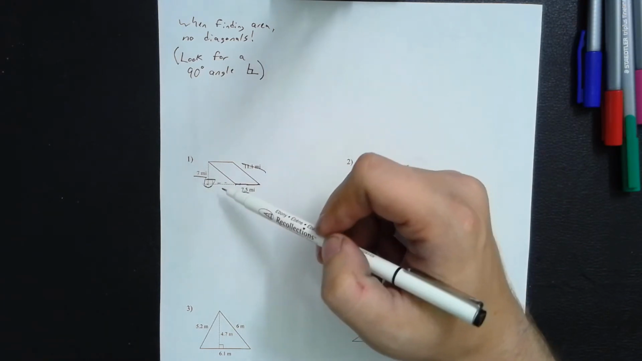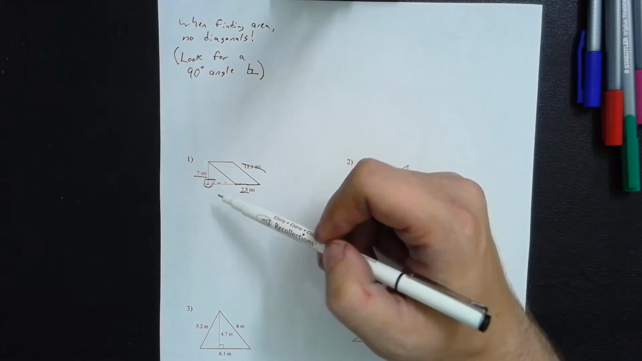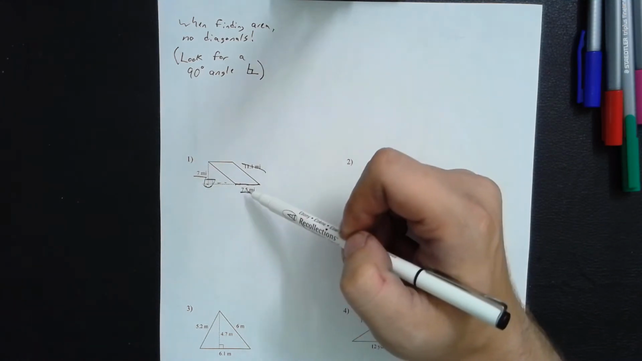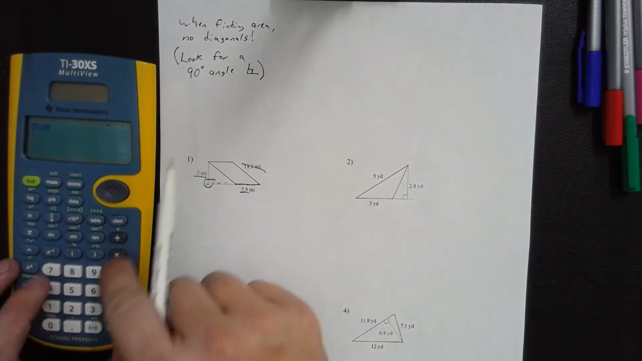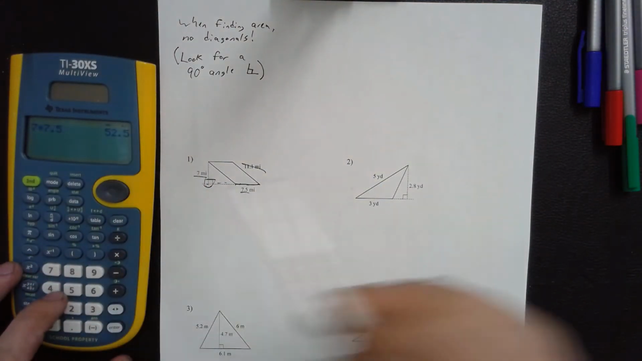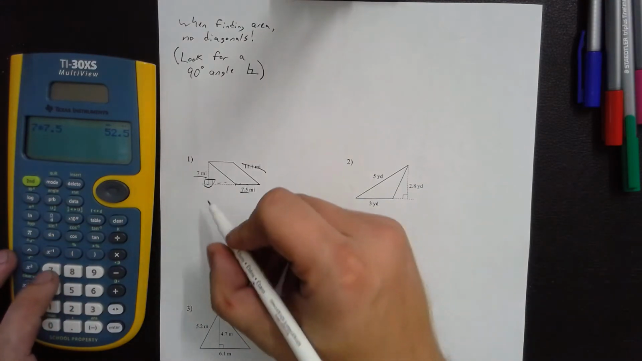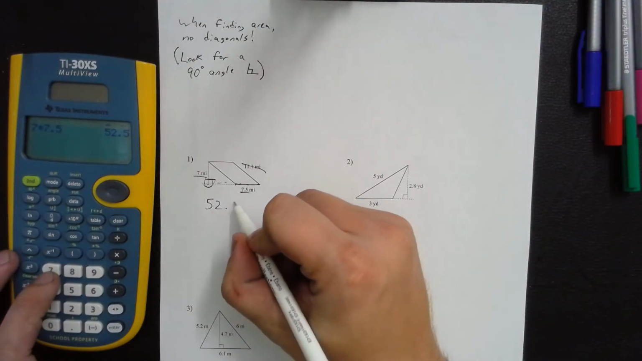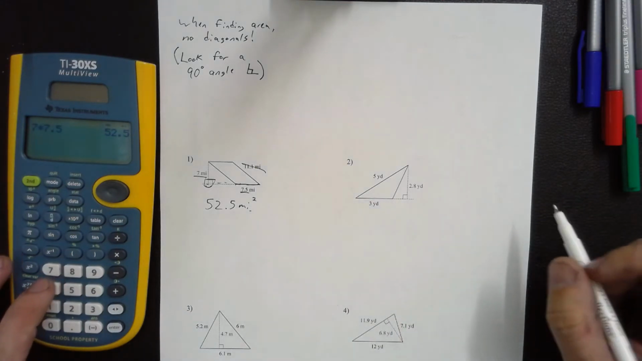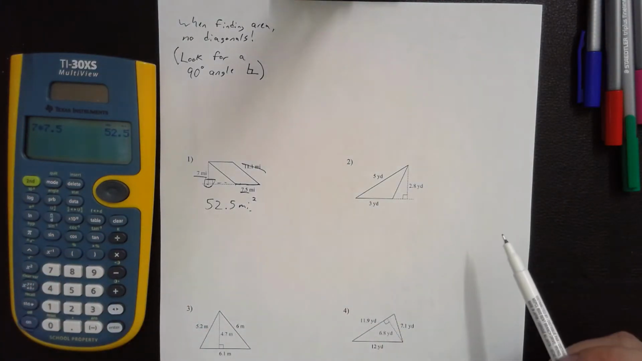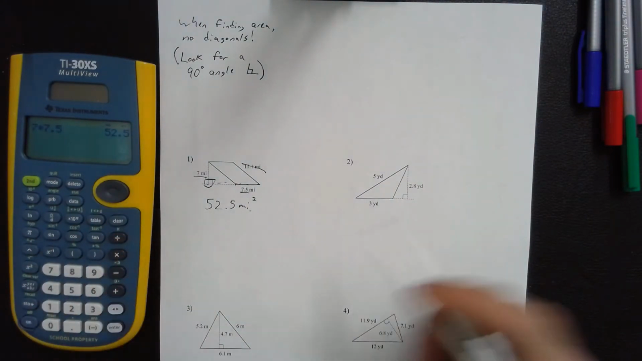So for parallelograms, we would have 7 miles times 7.5 miles. So it would just be 7 times 7.5, 52.5 miles. And it's going to be miles squared. And that's how we would find area of a parallelogram.